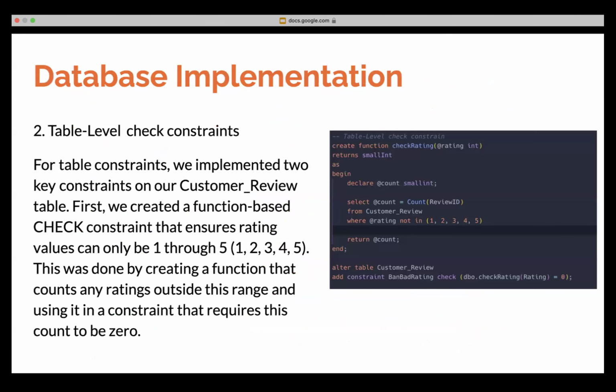In our database, we also implemented table-level check constraints. The first one is in the customer review table. We created a function-based check constraint that ensures all the rating values on the restaurant's orders can only be 1 through 5, five different integers. This is done by a function that counts any ratings that fall outside this range, and then denies them until they are valid and within the range.